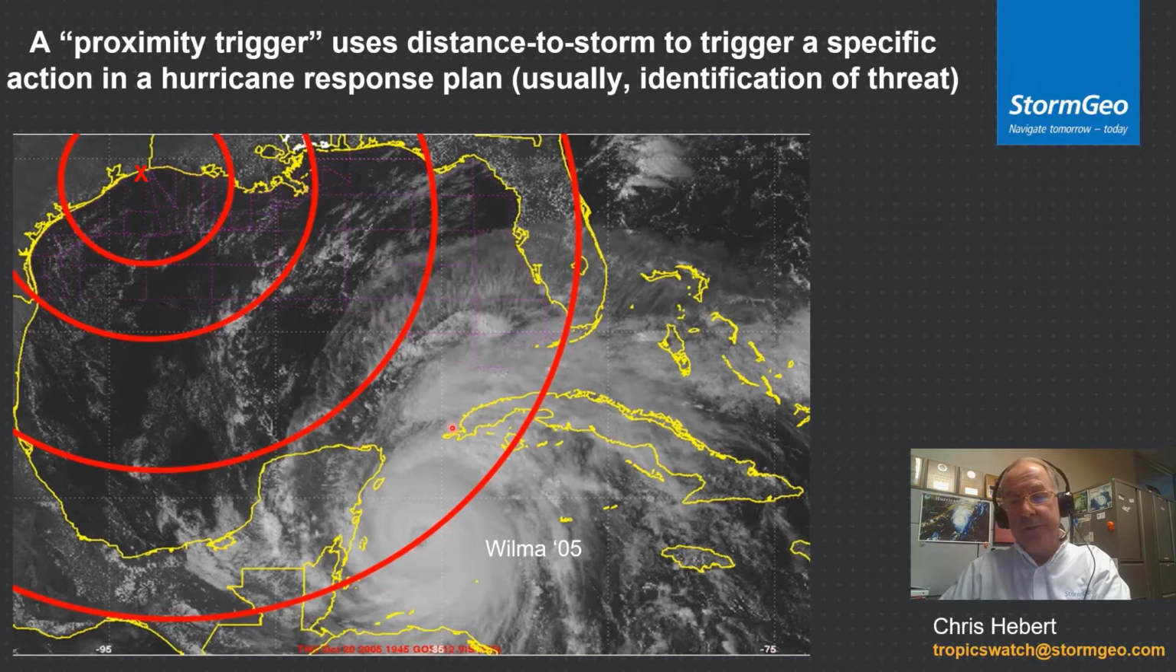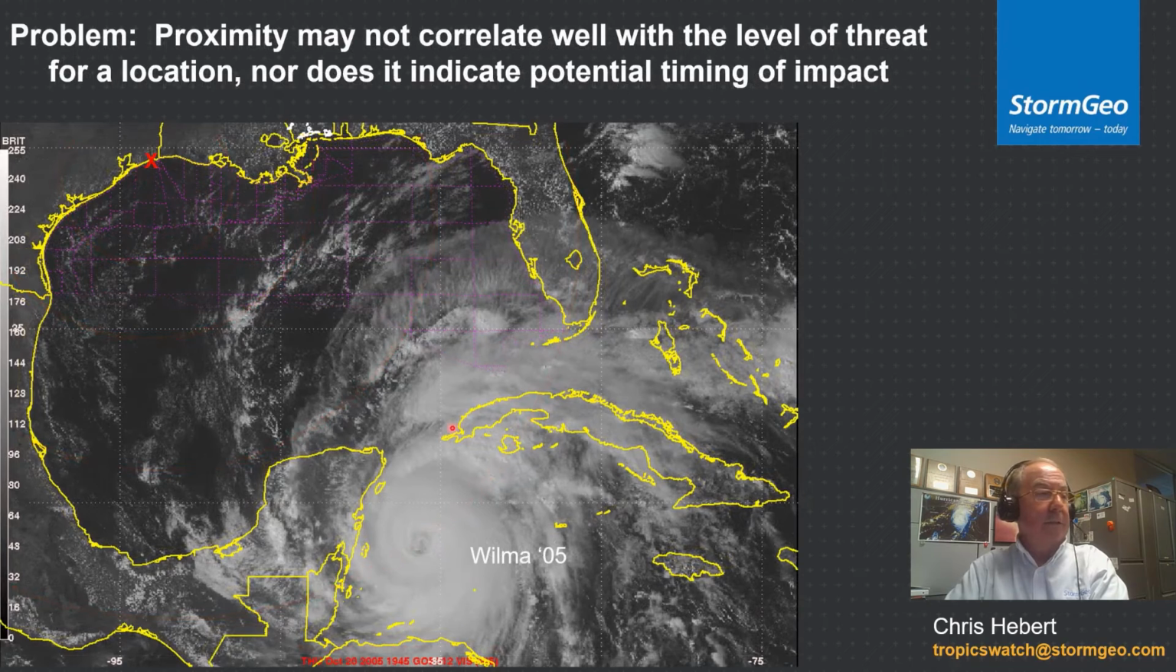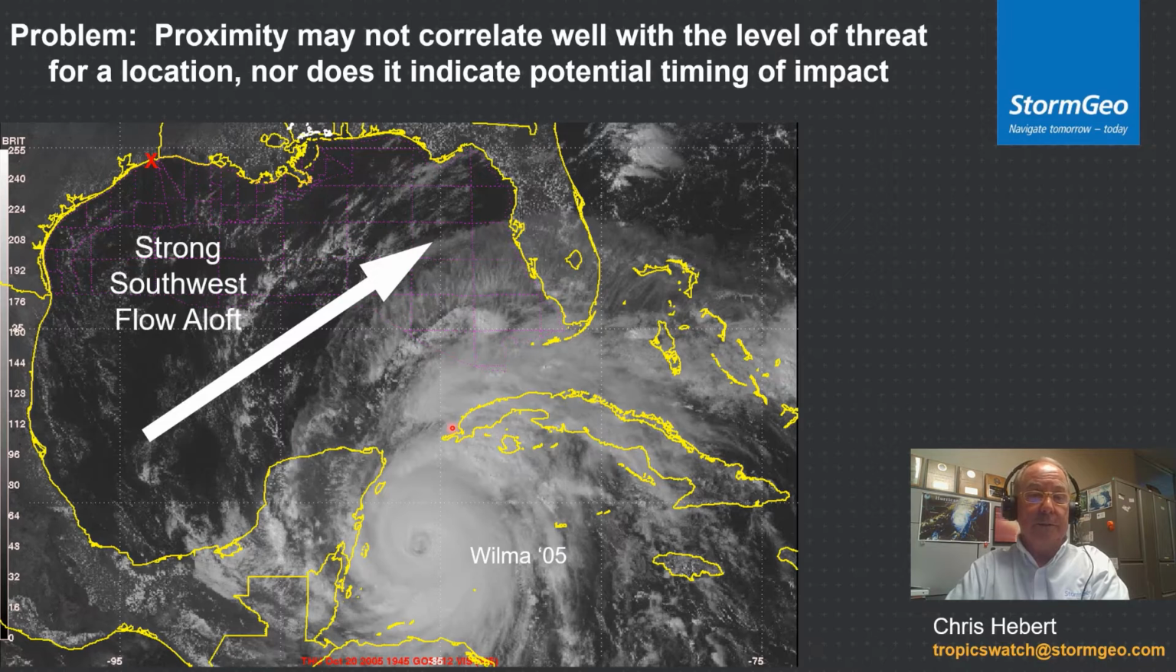We take a look at Wilma in 2005. It may have been 2 days away from potentially impacting the upper Texas coast, but with Wilma, we were fairly confident that there was a jet stream blowing across the Gulf from southwest to northeast, and that jet stream was going to drive the storm to the northeast across Florida. It wasn't going to be heading toward the upper Texas coast, so there was no threat. Even though it was 2 days or 1,000 miles away in proximity from a location, there wasn't any threat. You didn't need to activate your hurricane response plan.